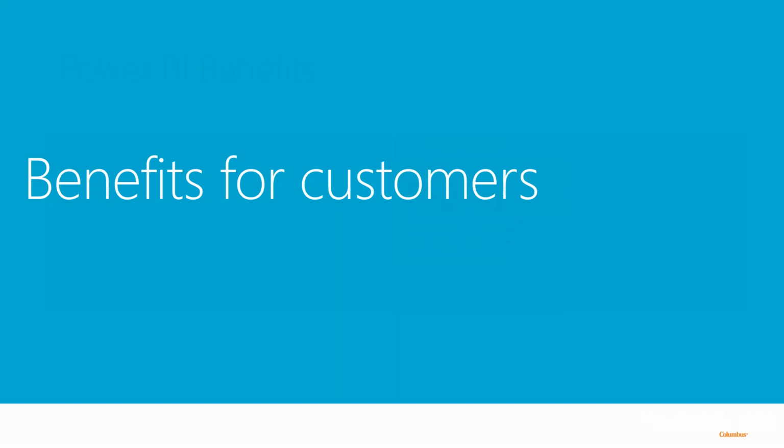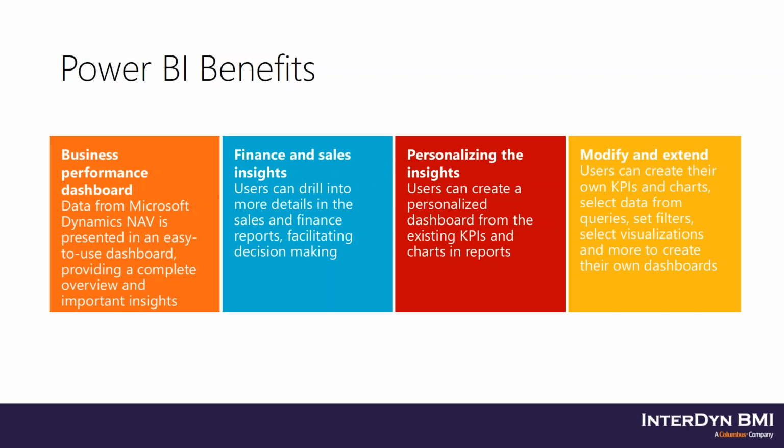Some things around benefits for customers like yourselves. There's the business performance dashboard that you're going to be able to look at and get immediate insights no matter where you are. If you're in your office, great, you can look at it from your computer. If you're out and about on the road, you've got access to it on your mobile phone or your favorite tablet. So you've got various ways of accessing it. Most of the insights that you're going to get are around finance and sales. That's what you're getting out of the box.